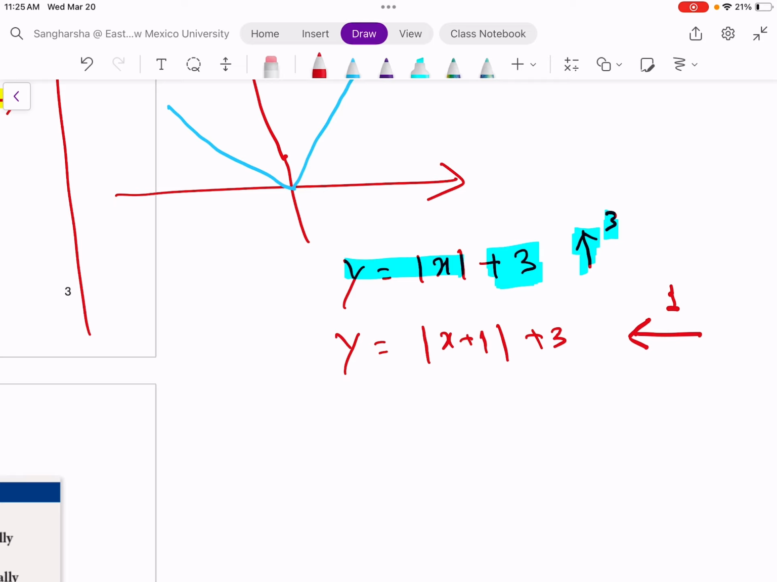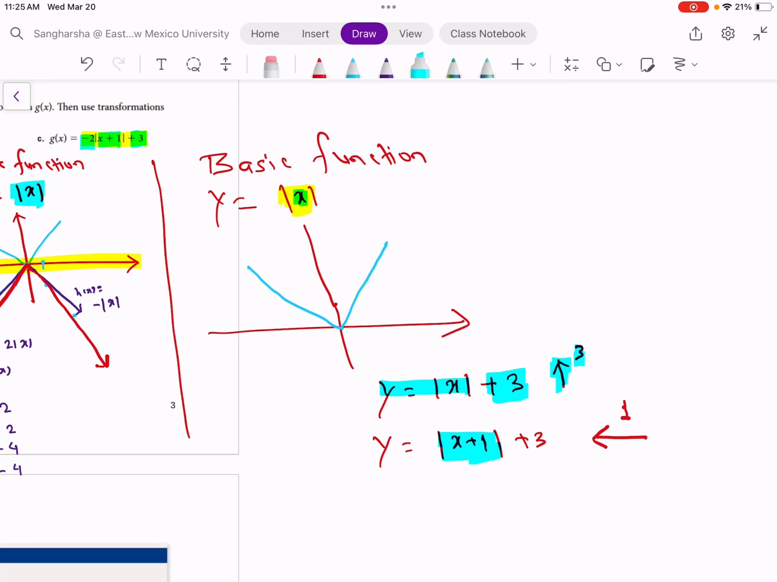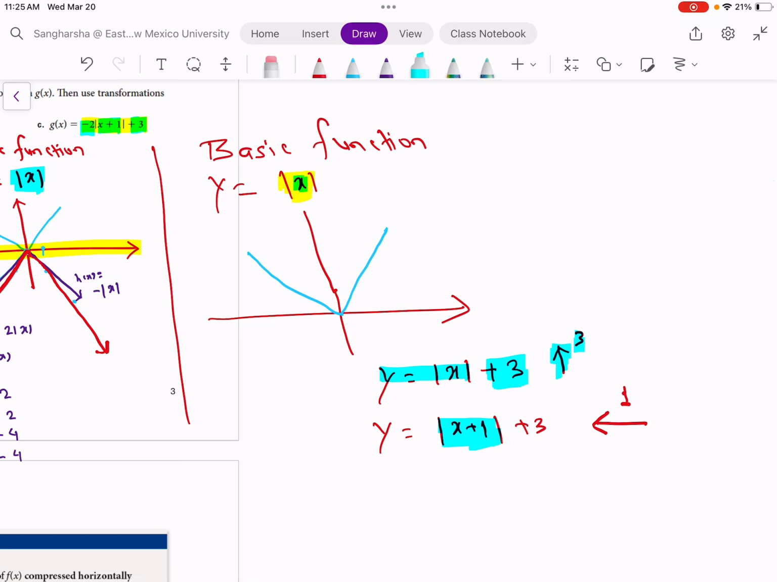Now, we still need negative 2 in front of absolute value of x plus 1. And for that, what do we have to do? How can we get negative 2 in front of absolute value of x plus 1? By multiplying, right? So let's multiply this function by negative 2.